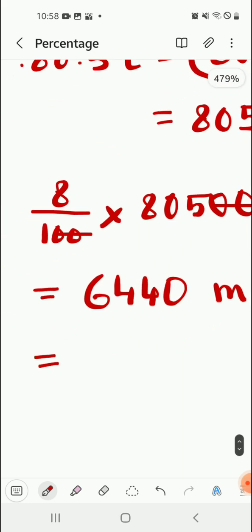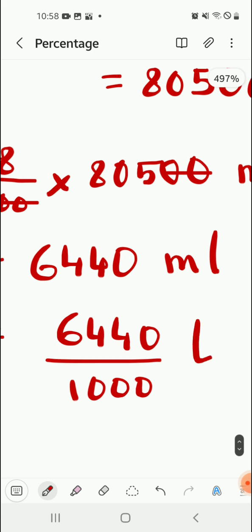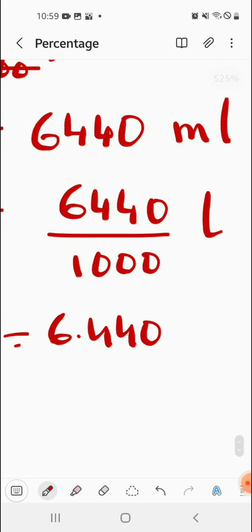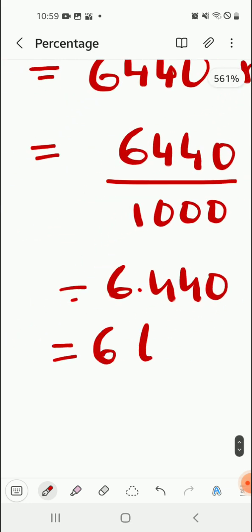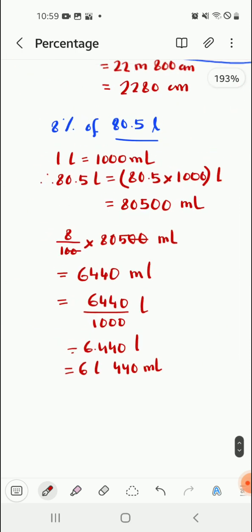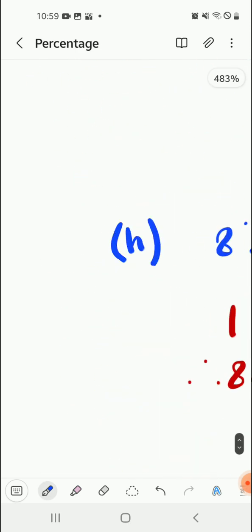We can also convert it into liter by dividing this by 1000. So 6440 divided by 1000, we get the answer in liter. So you can see 3 zeros, so 3 decimal places. So the point will be over here. So we can also write it down as 6.440 liter, or you can also write it as 6 liter 440 ml. That's it. So this had been my question number H.